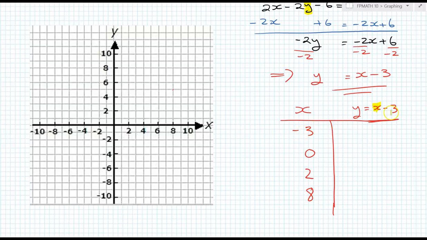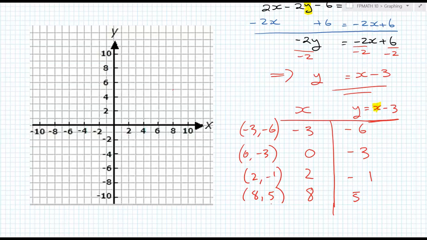So minus 3 minus 3, that is minus 6. 0 minus 3, that's minus 3. 2 minus 3 is minus 1. And 8, you plug it in there, 8 minus 3 is 5. And these are the coordinates: minus 3, minus 6; 0, minus 3; 2, minus 1; and 8, 5.